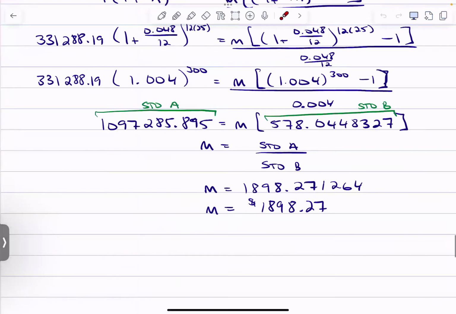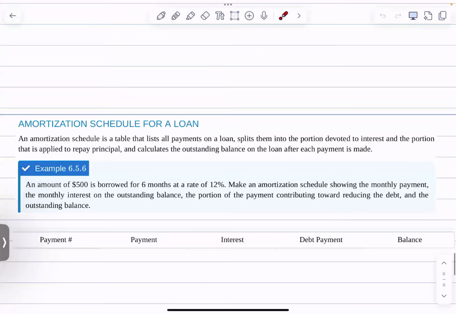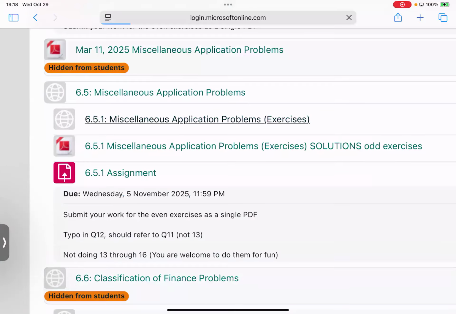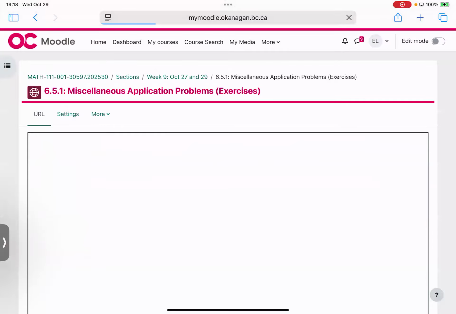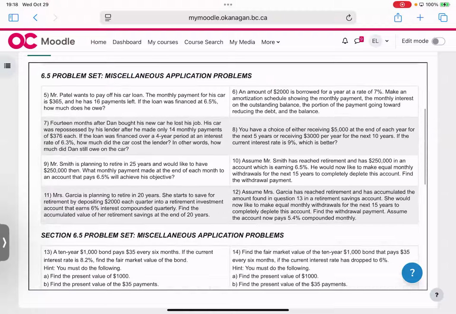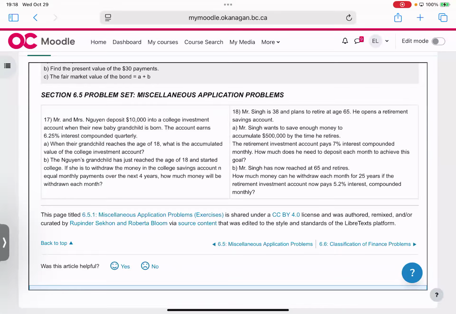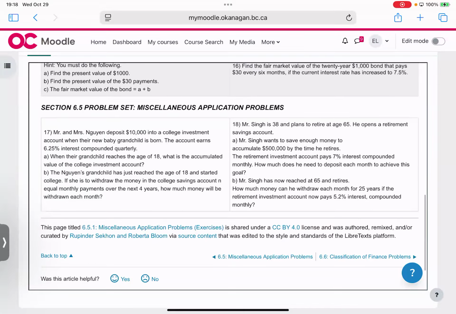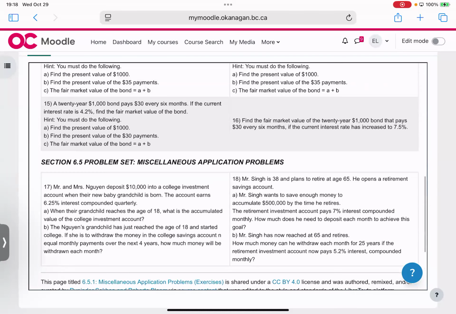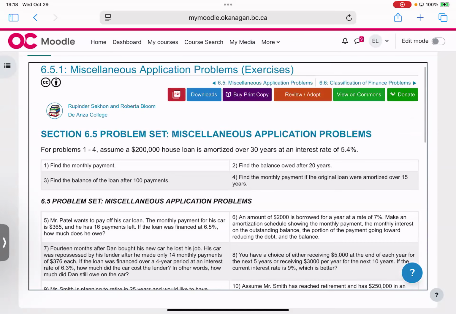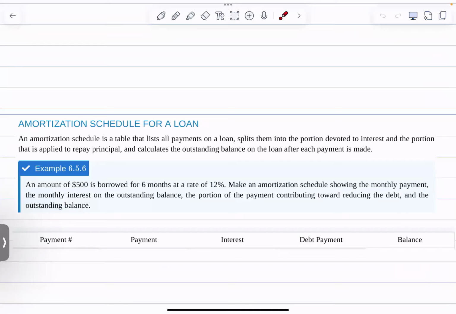But we are doing the amortization schedules. Let me just make sure these problems here. Oh, yeah. It's just bonds that we're not doing. You can try them on your own, but I decided no.